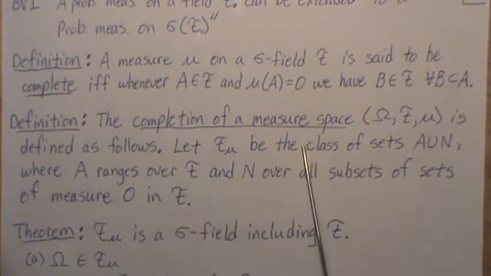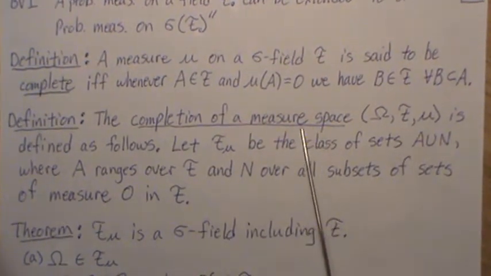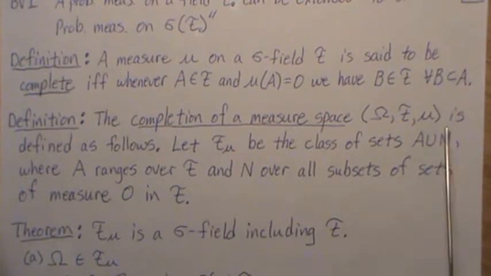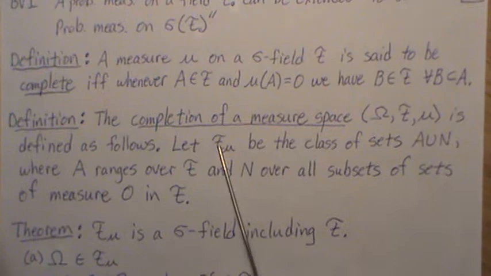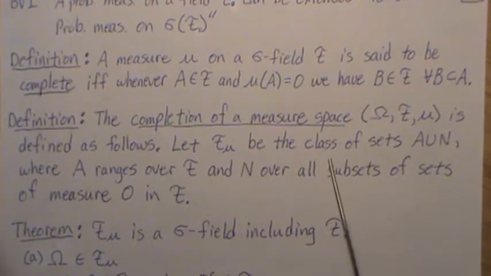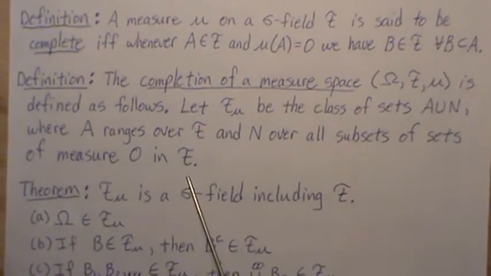The completion of a measure space, omega, F, and mu. Since it's a measure space, we know that F is a sigma field. And it's defined as follows. Let F of mu, the complete measure, which depends upon the measure mu, be the class of all sets A union N, where A ranges over F, the sigma field, and N over all subsets of measure 0 sets in F. Then that's called a completion of a measure space.